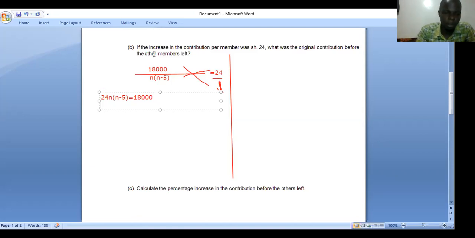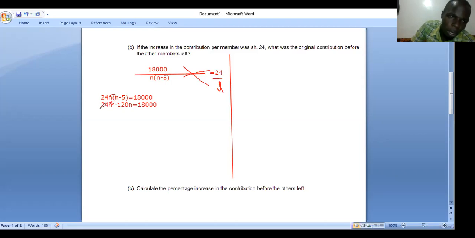So we talk of 24n squared. That would be 24n squared, minus 24 multiplied by 5, that is 120n, is equivalent to 18,000. Yes, so 24n squared. That is n times n, you get 24n squared.